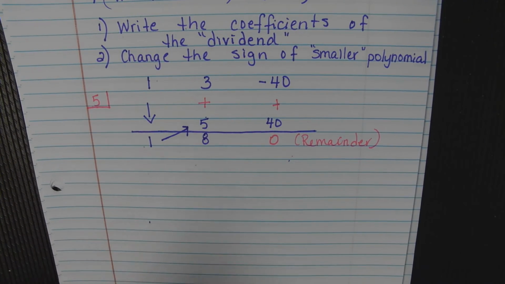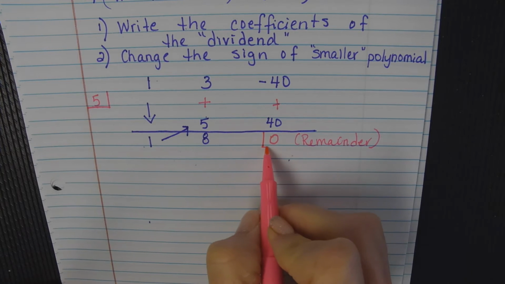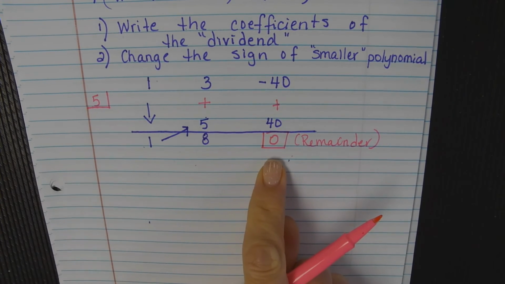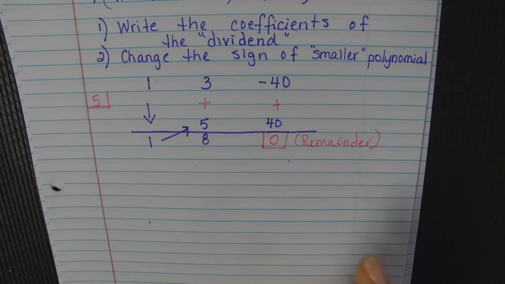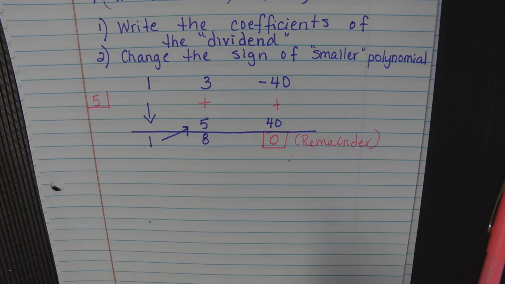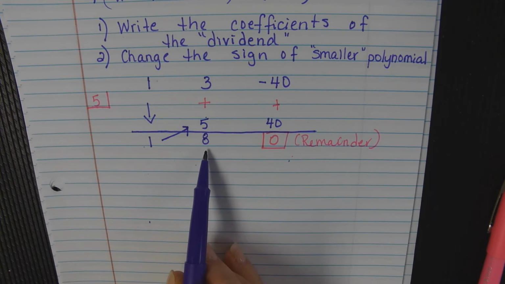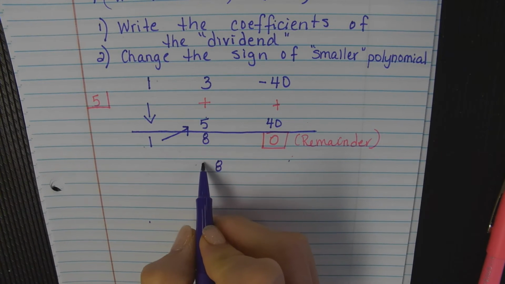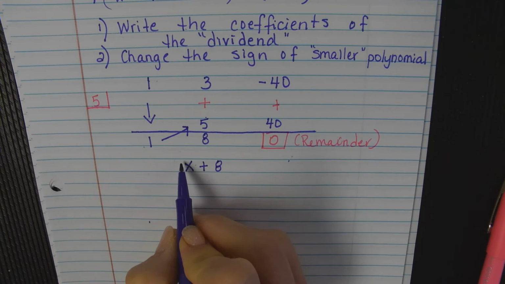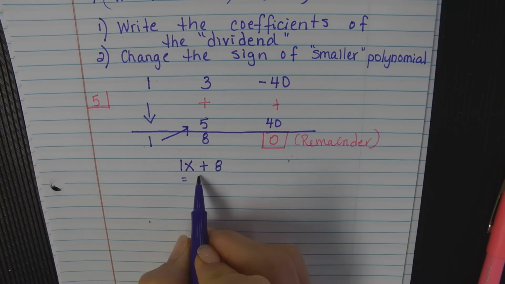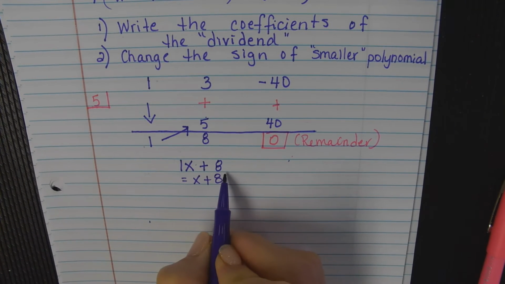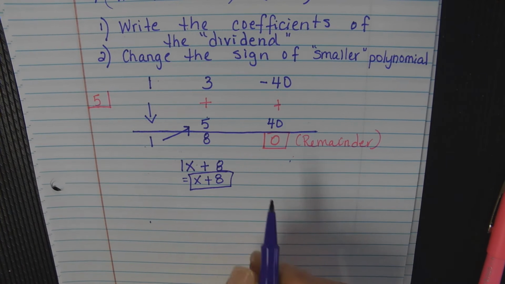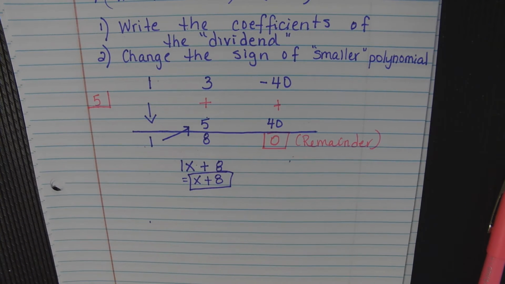Okay, so we're done with that. Now, this is what blew y'all's mind a minute ago. How do you write the answer? Where do I start? 8. 8 is by itself, right? So 8, and 1x, which is simply x plus 8. So always the last one doesn't have anything.